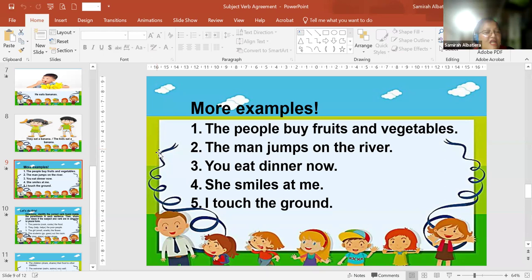Okay, number 4. Who would like to read number 4? Cloudy. She smiles at me. Very good. What is our subject? She. What is she? Is it a singular subject or a plural subject? Singular. What did we do with the verb smile to make it become a singular verb? An S. Very good. So always remember that one.